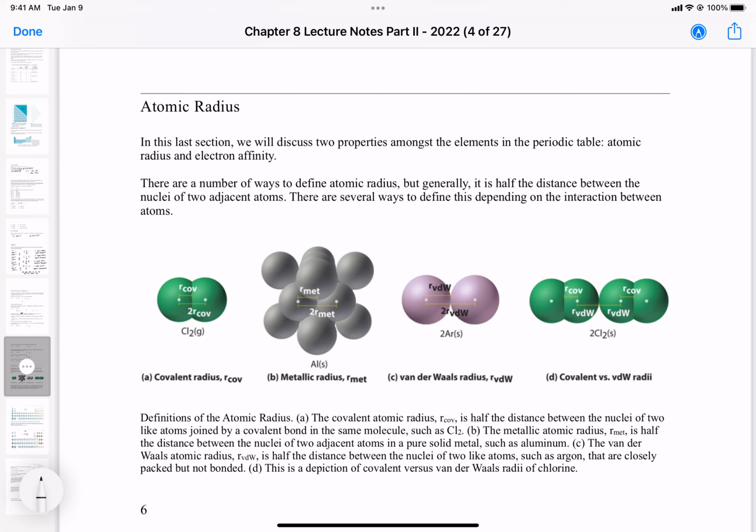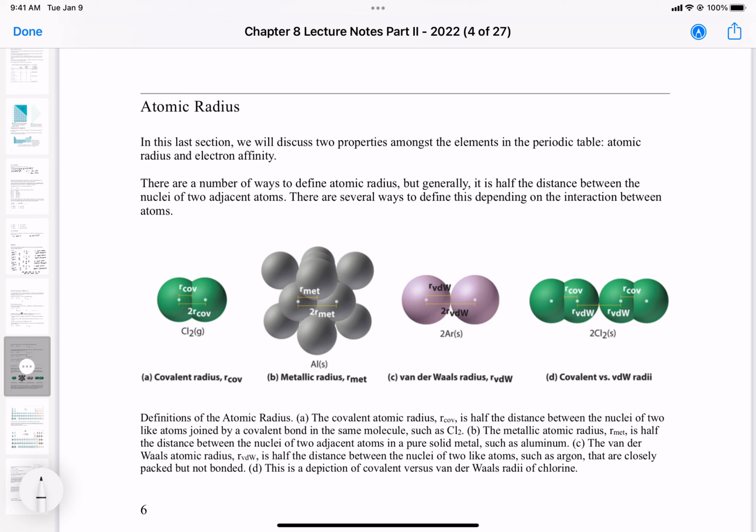All right. So for atomic radius, there are a number of ways to define it. But generally, we say it's half the distance between the nuclei of two adjacent atoms. So there are several ways we can define this depending on the interactions of the atoms. So first, we have a covalently bonded compound, chlorine gas, where the atoms get close to each other, where their spheres kind of overlap. So that overlap gives a chemical bond, right? So orbital overlap. So that's called the covalent radius.